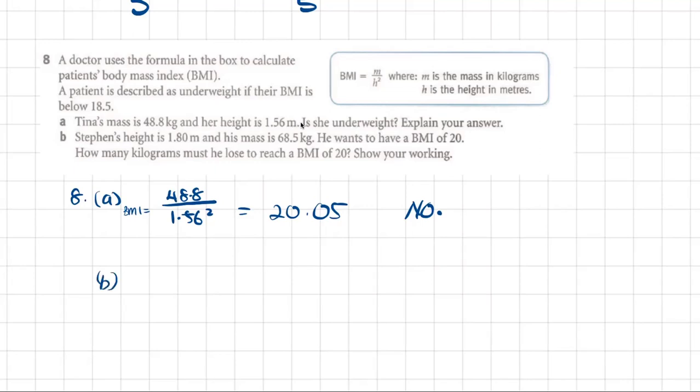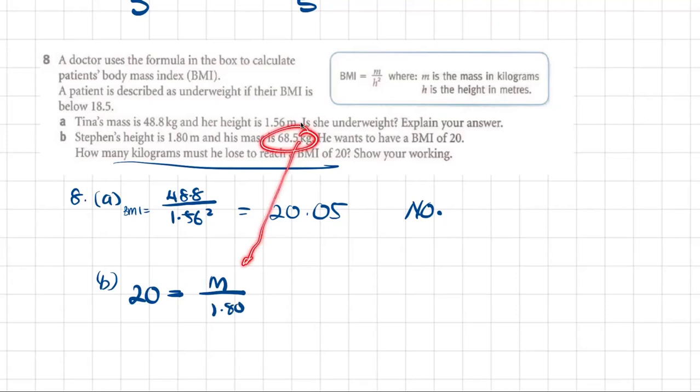Stefan's height is 1.8 and his mass is 68.5. He wants to have a BMI of 20. How many kilograms must he lose to reach a BMI of 20? Okay, so we're talking about weight here. Considering that he cannot go any taller, let's calculate what weight will cause him to have a BMI of 20. So 20 is actually equal to mass over height squared. I don't know the mass, but I know the height. I just want to know what mass is needed to be at a BMI of 20 for a height of 1.8.